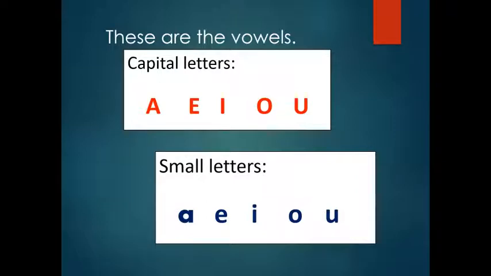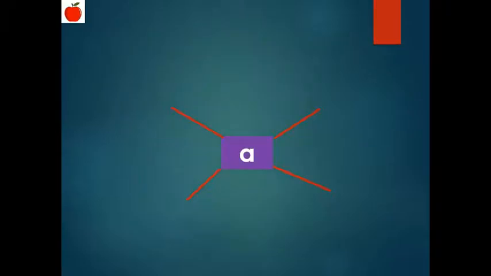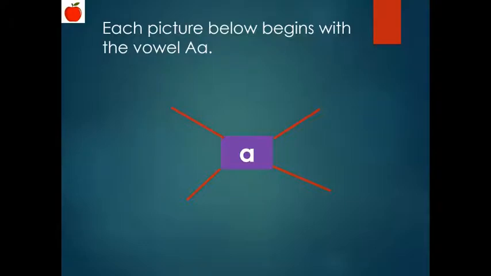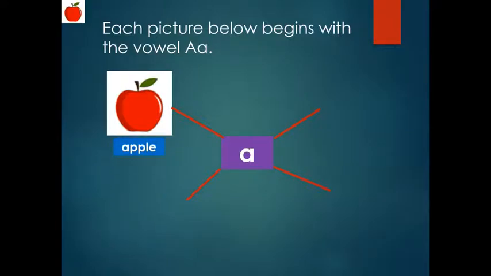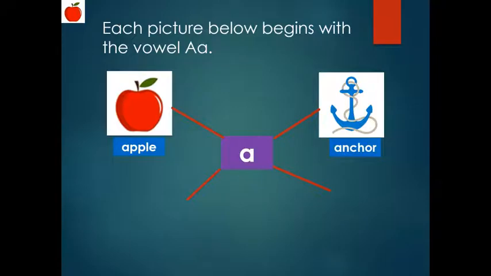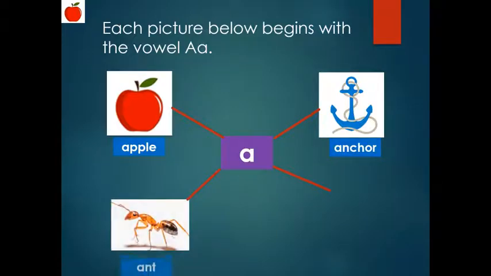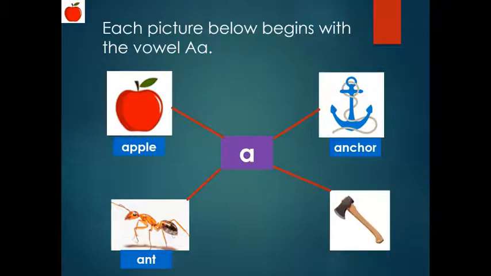These are the vowels. The first box are in capital letters: A, E, I, O, U. The next box are written in small letters: A, E, I, O, U. Each picture below begins with the vowel A, which sounds as A. Apple, anchor, ant, axe.